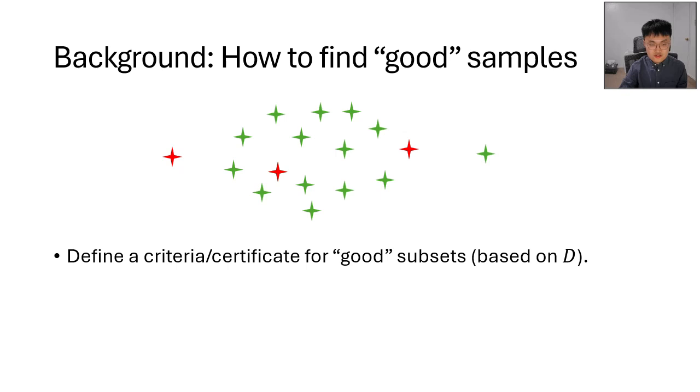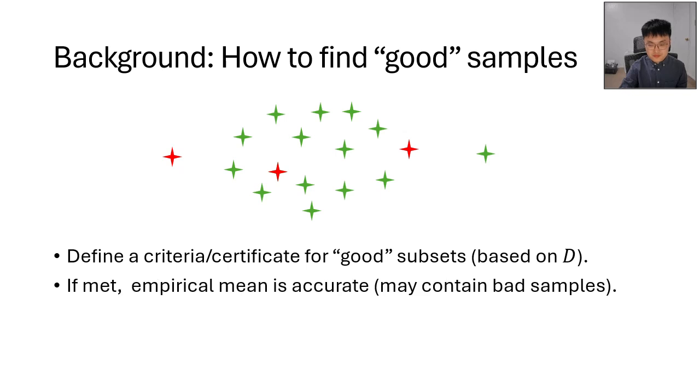The idea is to define a criteria or certificate for what we mean by a good subset. And the criteria should also satisfy that any subset which satisfies the criteria, the empirical mean over the subset should be an accurate estimate of the true mean, even though the subset may contain bad samples. So once we have this criteria, we can just perform a brute force search.